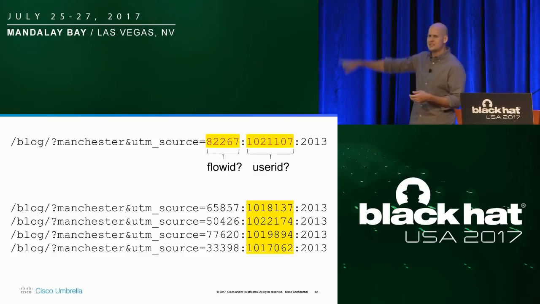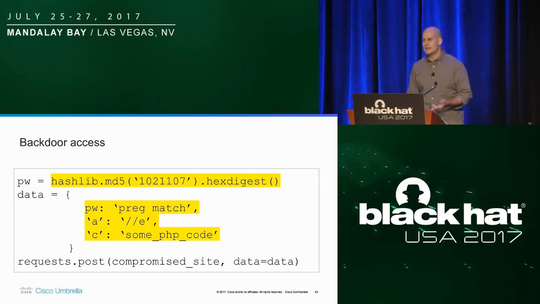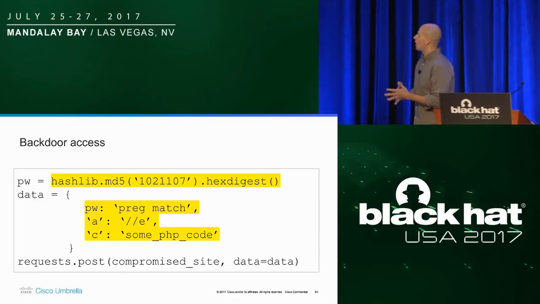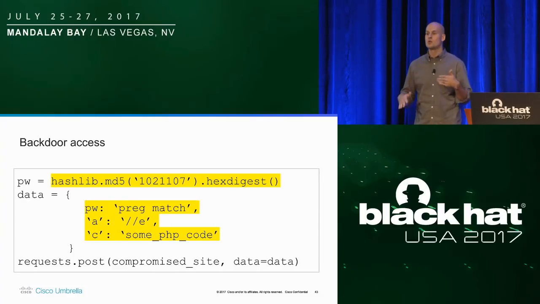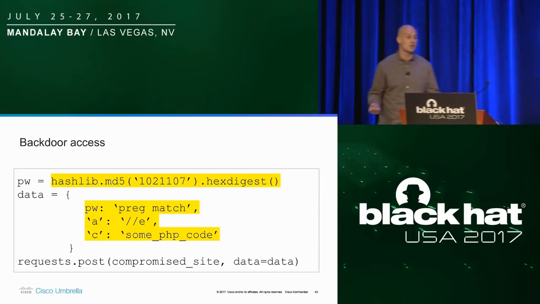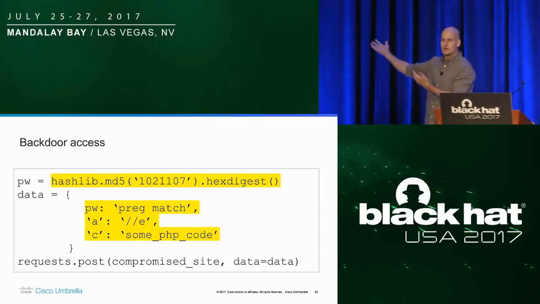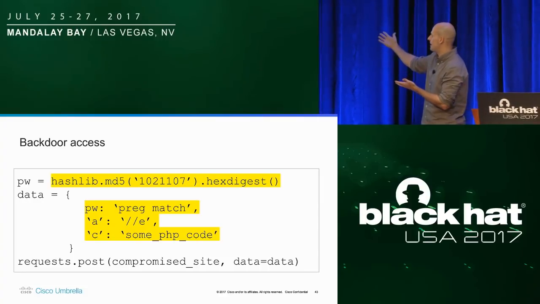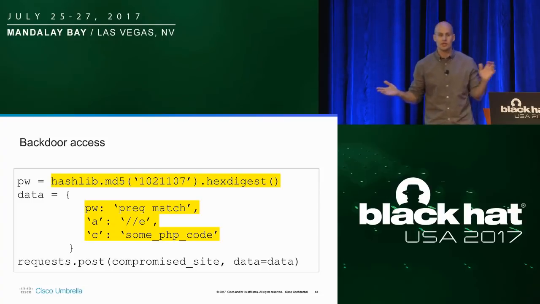So we started to get all of these different user IDs, and it turned out that these user IDs were really easy to use and to turn into full backdoor access onto these systems. Once you knew the user ID, you essentially knew the password just by MD5ing it, right? So if you want to access the backdoor, this is your remote command. You just set up the variables correctly, and you set one of the keys to be this MD5 value, and you're good.